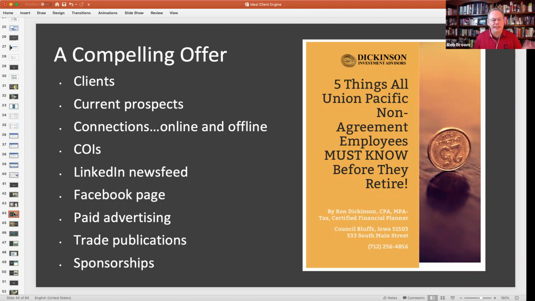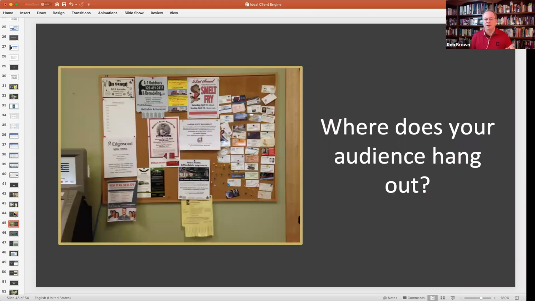You can use it in LinkedIn, on Facebook. You can use it as part of paid advertising, trade publications, sponsorships, seminars, you name it. But it becomes a compelling offer that is based on your unique client proposition and where your prospects are hanging out.